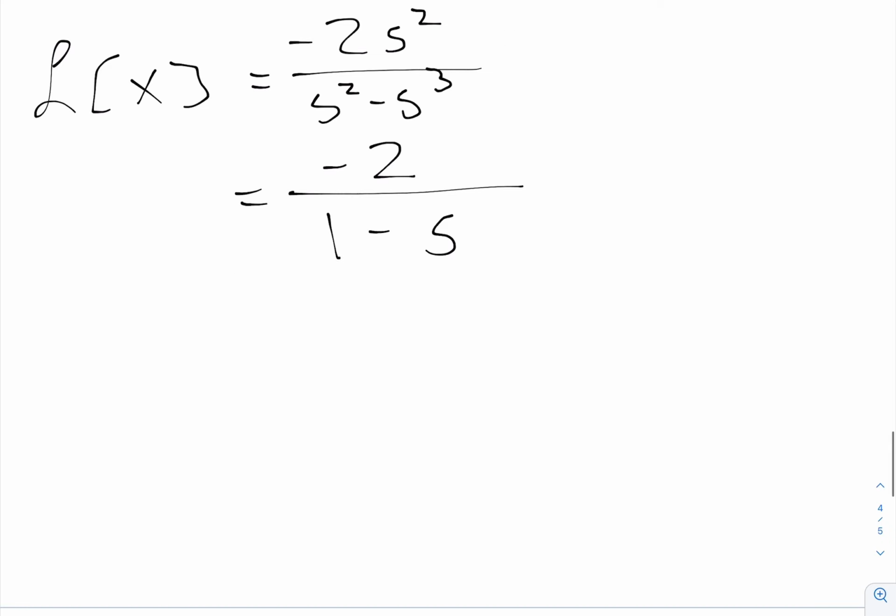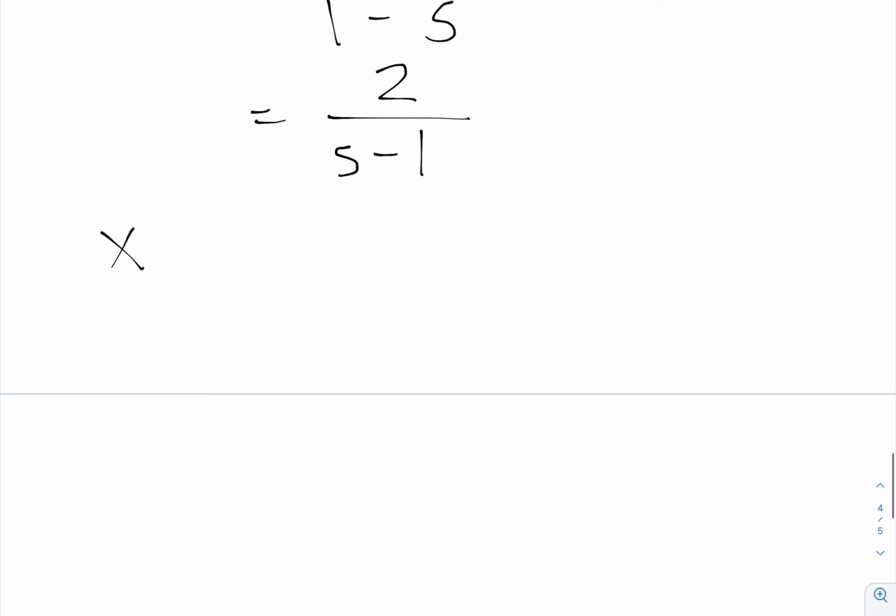So right now we have 1 minus s. If we're taking the inverse Laplace transform of this, we want this to be s minus 1. And if we want that, we just have to flip both sides. We have to make this negative, this positive. And in order to do that, we have to take the negative of this whole thing. So this negative 2 will become a positive 2, and it'll be 2 over s minus 1. Okay, and that means that x is going to be the inverse Laplace transform of 2 over s minus 1. And just using our table there, we'll get 2e to the t.